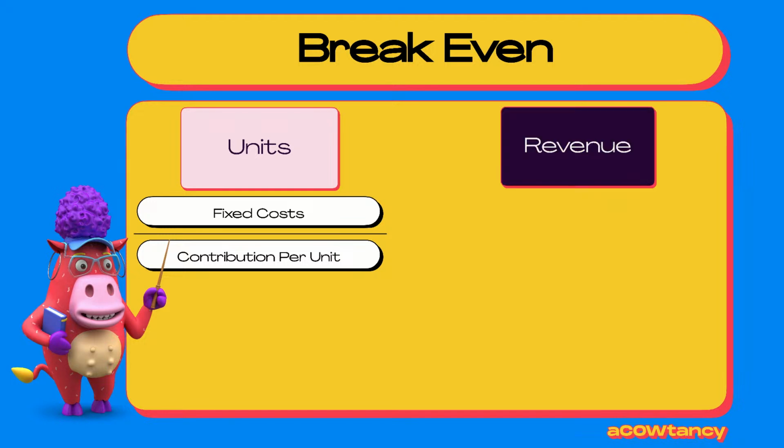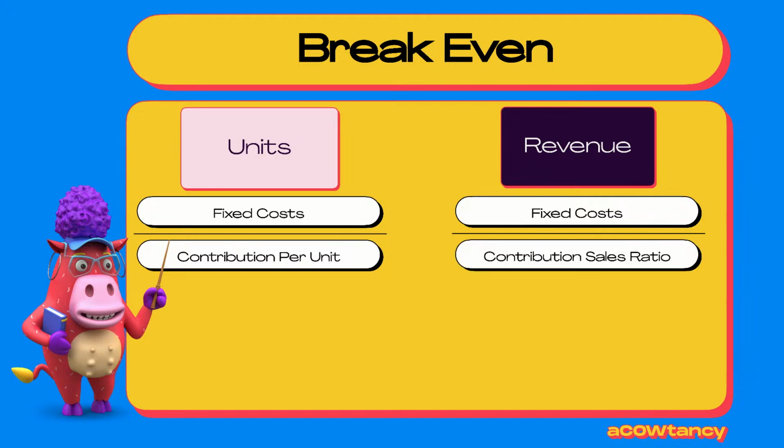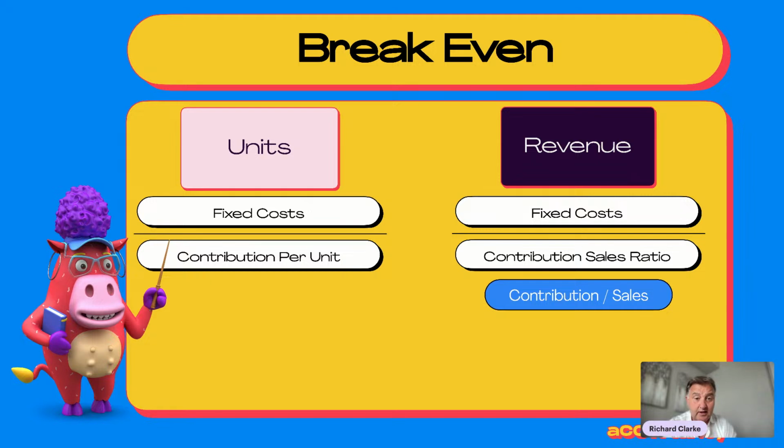So we know units is like that. Break-even revenue is going to be similar then. I've still got to cover my fixed costs, but instead of dividing it by contribution per unit, that's when I'm working out my break-even in units. This time I'm working out my break-even in revenue, so it's contribution to sales ratio. Sounds trickier than it is. The clue's in the question. You just take contribution and divide it by sales. That could be contribution per unit and sales per unit, or it could be contribution in total and sales in total.